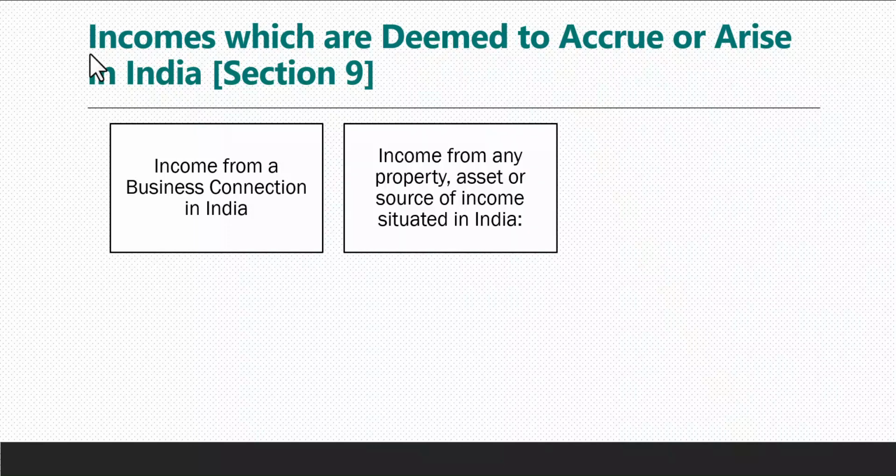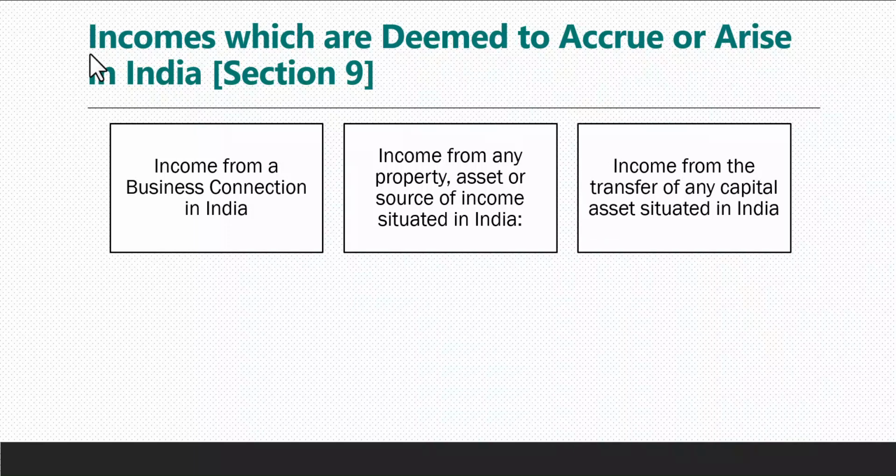It will be assumed that the income has accrued in India. Now read this: income from any property, asset, or source of income situated in India. If you are living abroad, many of us migrate to other countries and we have properties in India. So maybe we are getting some rent or some kind of income from the property which we have in India. All that money which you are receiving will be income deemed to accrue or arise in India. So you have to pay tax in India and not abroad for that money.